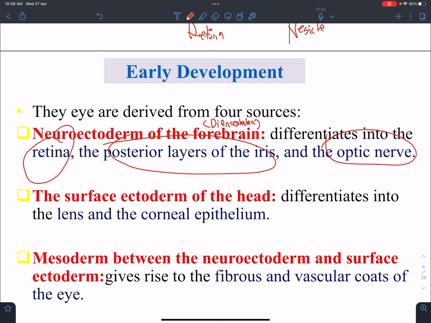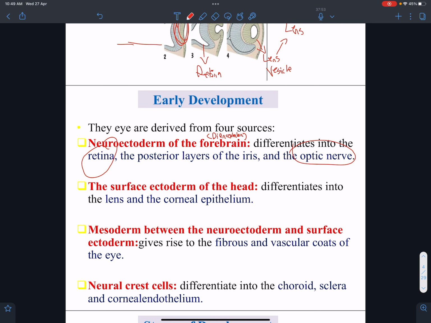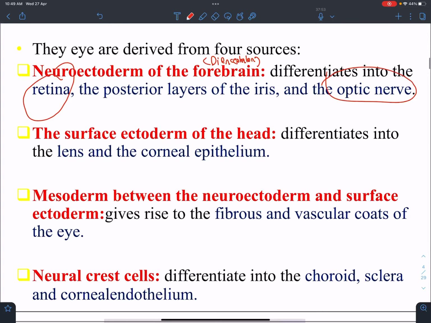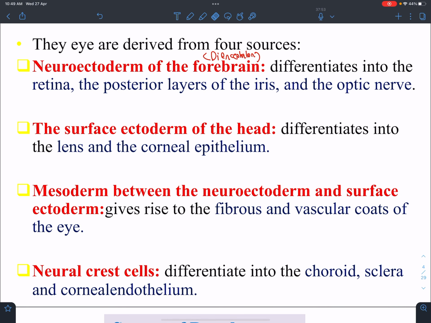What does it mean by posterior layers of the iris? It gives you the sphincter and the dilator pupillae, okay. And we also saw the surface ectoderm, which gives you the lens placode, and the lens placode becomes the lens vesicle and gives you the lens. So the surface ectoderm of the head was giving you the lens as well. And it will also give you the corneal endothelium, but wait a second, we will see it.